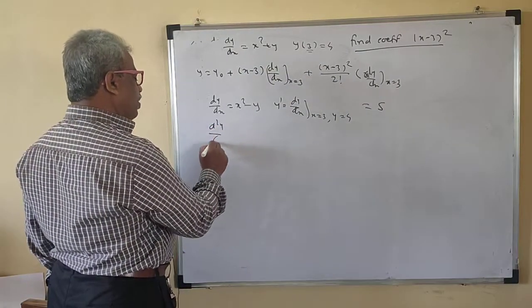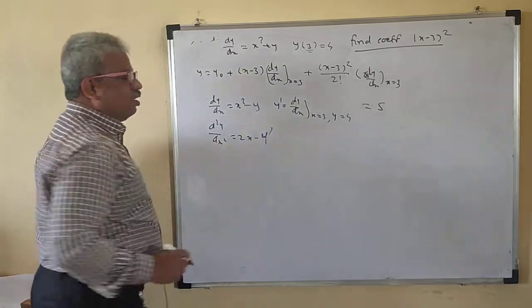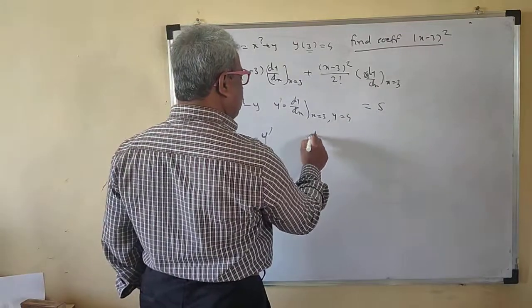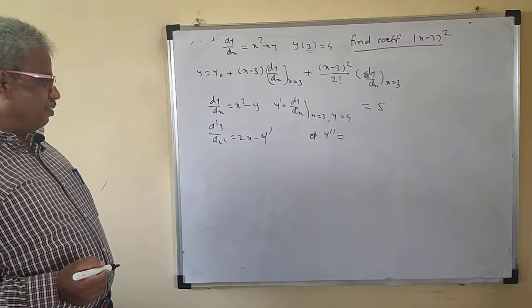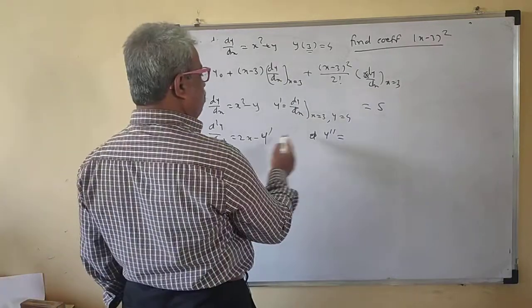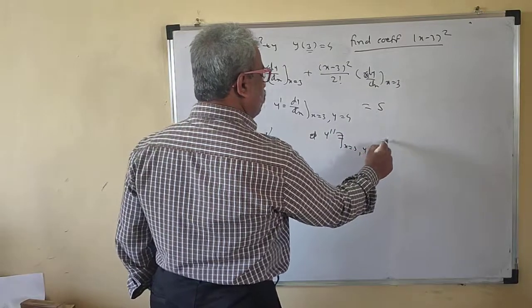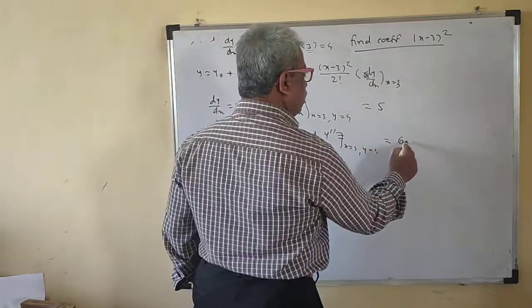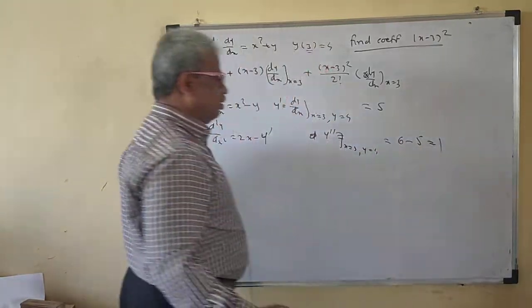So d2y by dx square is twice x minus y prime. dy by dx means y prime, and this is y double prime. So y double prime will be, putting x is equal to 3, y is equal to 4, 6 minus y prime. y prime is 5. So this will be 1.